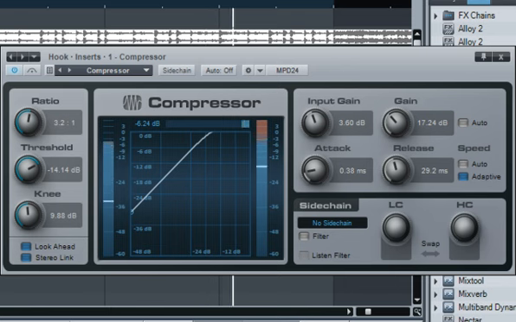Go get some cheap, like $10 headphones. I got Koss, K-O-S-S, you can get them from Walgreens. Just use cheap headphones, turn your volume down really low, and then just listen to the sounds and mix from there.